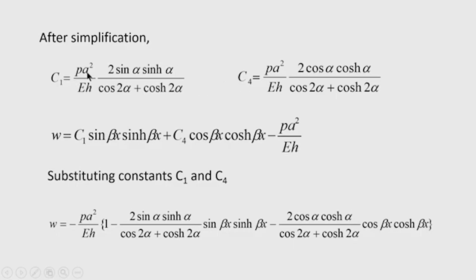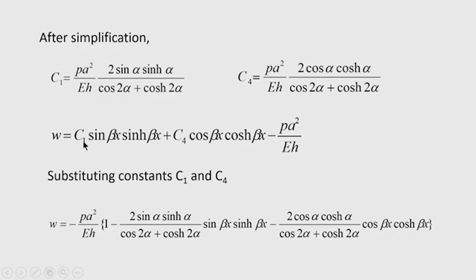So, C 1 contains p a square by E h, 2 sin alpha sin h alpha divided by cos 2 alpha plus cos hyperbolic 2 alpha. Similarly, C 4 contains p a square divided by E h, 2 cos alpha cos hyperbolic alpha divided by cos 2 alpha plus cos hyperbolic 2 alpha. So, we can now write the complete solution. The complete solution is C 1 sin beta x sin hyperbolic beta x plus C 4 cos beta x cos hyperbolic beta x minus p a square by E h. C 1 and C 4 are now completely known.